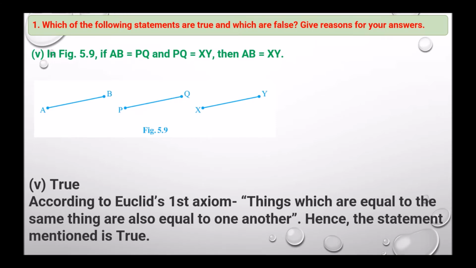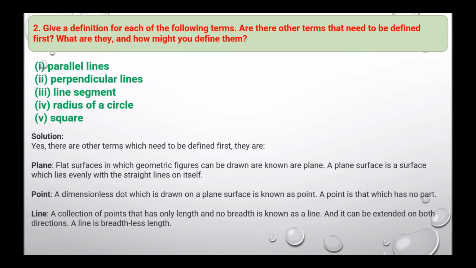In figure 5.9, if AB equals PQ and PQ equals XY, then AB equals XY. Yes, it is true. According to Euclid's first axiom, things which are equal to the same thing are also equal to one another. Hence, the statement mentioned is true.